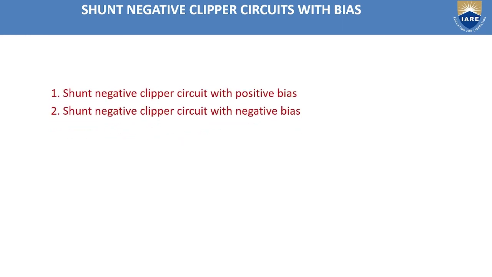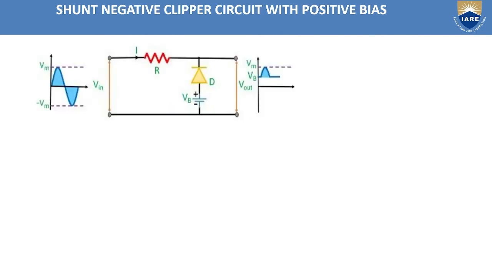And the next one is the shunt negative clipper with biasing circuits. Till now we have seen the shunt positive clippers. So the shunt negative clipper circuit with positive bias as well as with negative bias we are going to discuss now. In this case, if you change the direction of the diode, you can get the shunt negative clippers. In the case of shunt positive clippers, if you reverse the diode direction, you can make the shunt negative clipper.